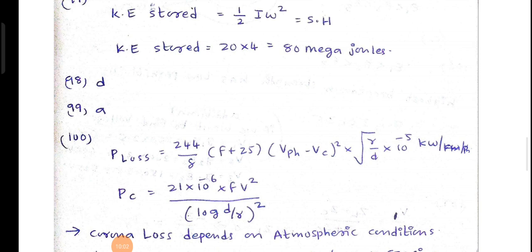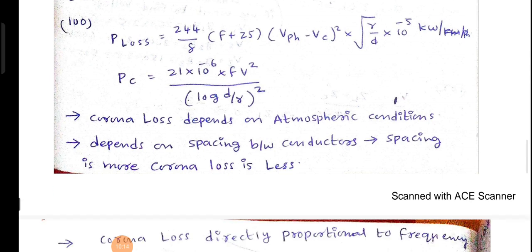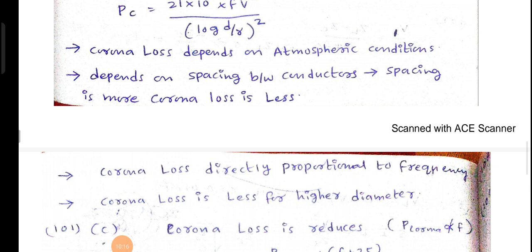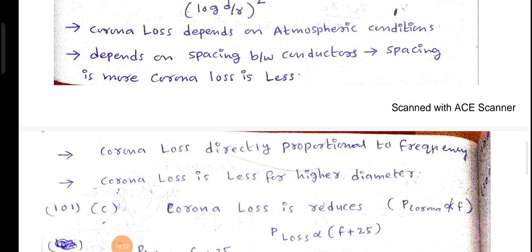Okay, now see here, corona loss depends upon atmospheric conditions. Next, it depends upon spacing between conductors. Okay, when spacing is more, corona loss is less. Next, third, corona loss is directly proportional to frequency. That means P loss is directly proportional to f plus 25, right? Next, corona loss is less for higher diameter.